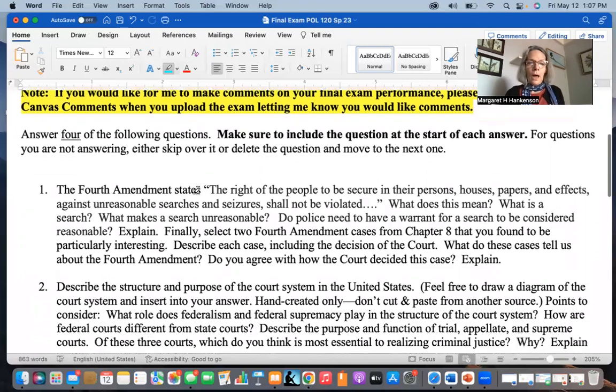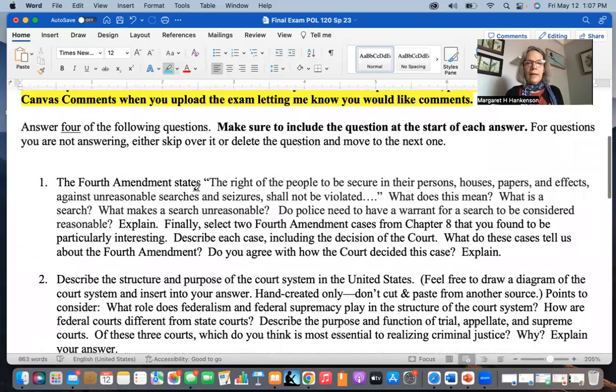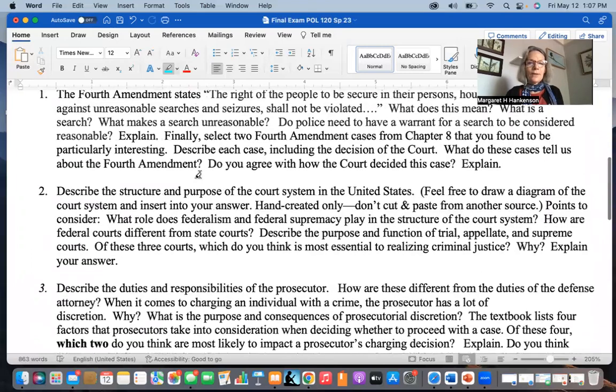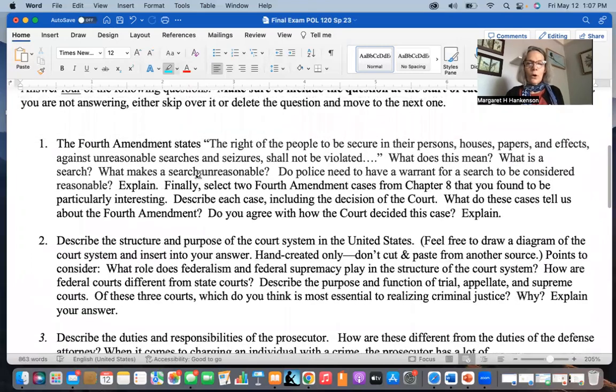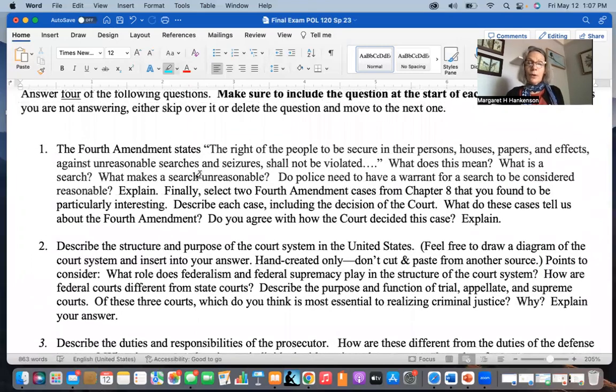All right, so you've got some questions here. Let's go through the questions, and then we'll go question by question to see if you have any questions about the questions. The first question is about the Fourth Amendment and search and seizure. We did a whole section on the police and the rule of law. The amendment says that the right of the people to be secure in their persons, houses, papers, and effects against unreasonable search and seizure shall not be violated.